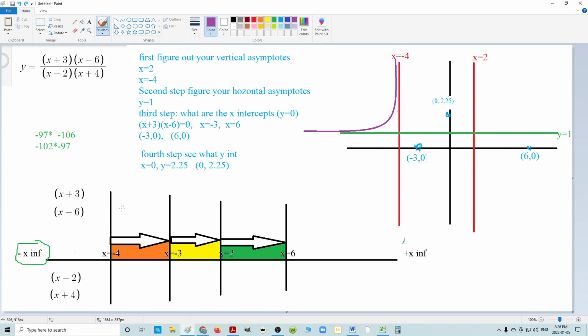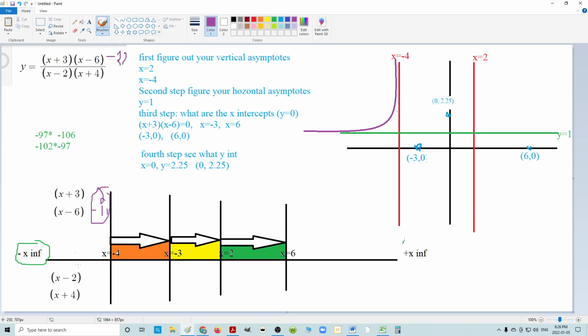Well, I'm not 100% sure, so I'm going to take a value of x that's just to the left of minus 4. What's just to the left of minus 4? Minus 5. And I'm going to plug it in up here. Minus 5 plus 3, I get 2. Minus 5 minus 6, I get minus 11. So these are the numerators. I'm going to get minus 22 up top.